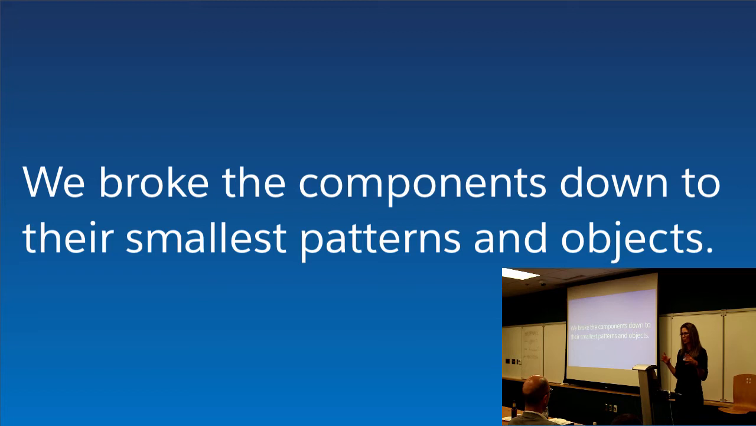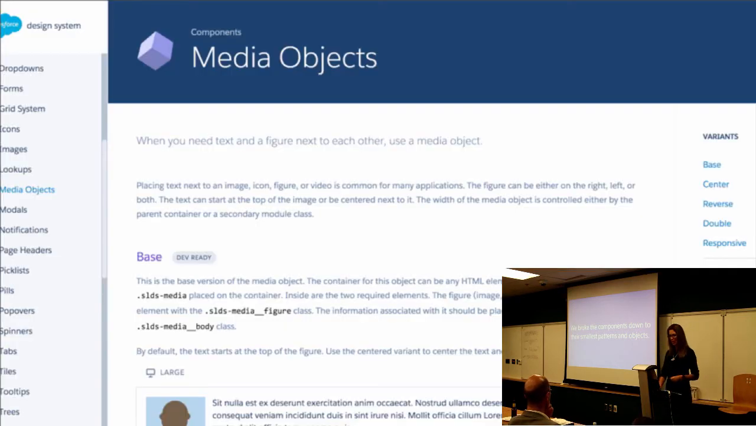So as we inventoried each component, we were able to identify pieces, little patterns that make up the components themselves, little reusable bits. And we began by building the smallest pieces and then we combine those to create the larger components. So let's look at one of our more common uses. This is a media object. A media object is simply a figure and text sitting side by side. It's a very common pattern in an application.